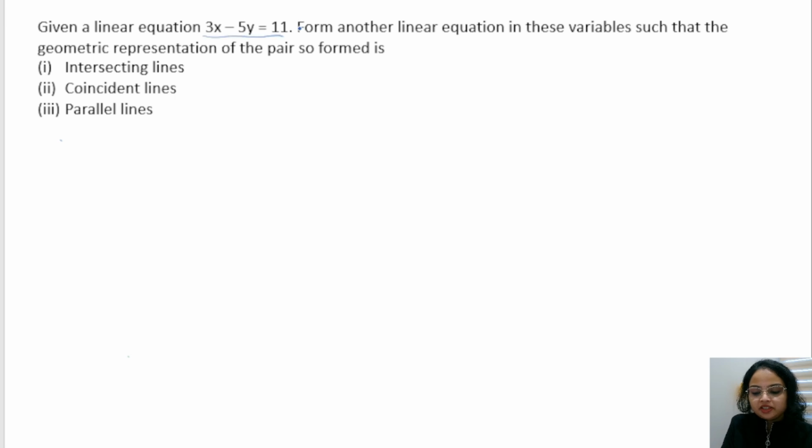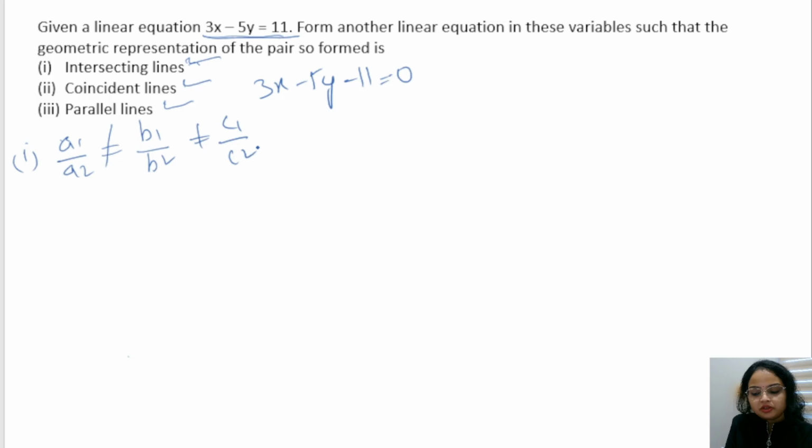Next one. Given a linear equation, form another linear equation in these variables such that the geometric representation of the pair so formed is, it should have intersecting lines, coinciding lines and parallel lines. So first we will represent this equation in general form. It is 3x minus 5y minus 11 is equal to 0. For the first one to be intersecting lines, what is the condition? All the three ratios should not be the same, they should be different. a1 by a2 not equal to b1 by b2 not equal to c1 by c2.